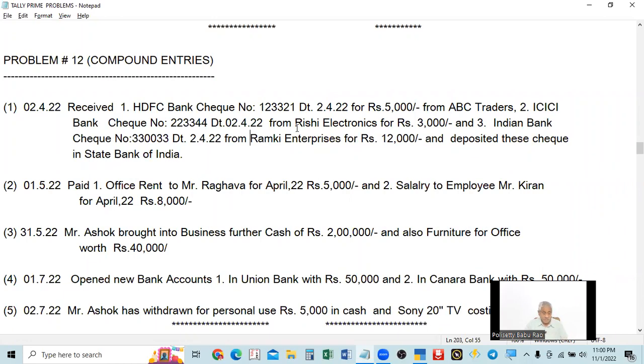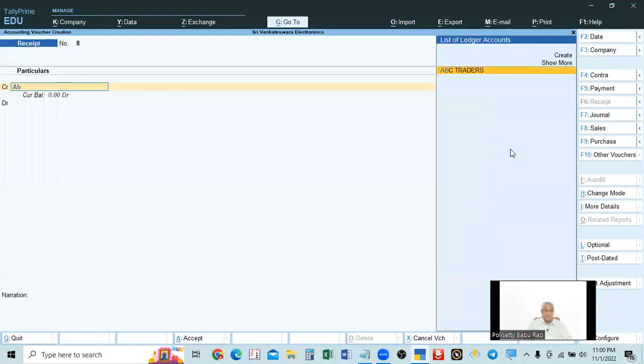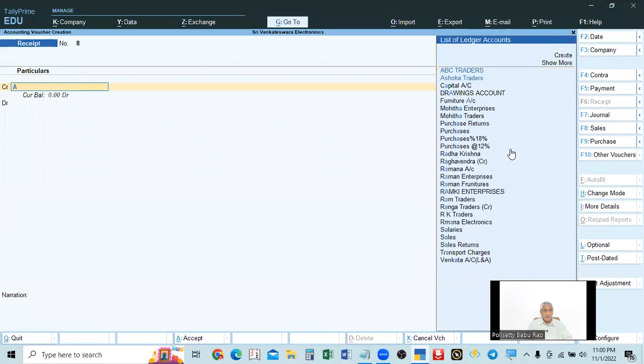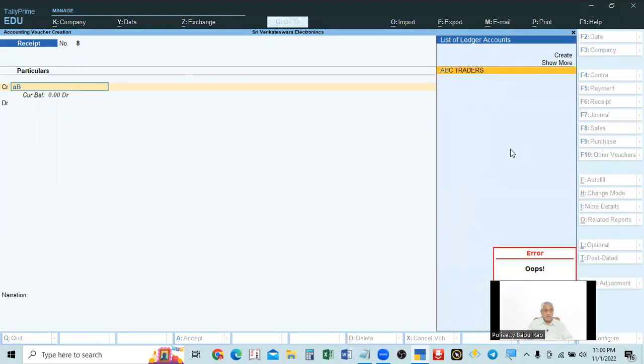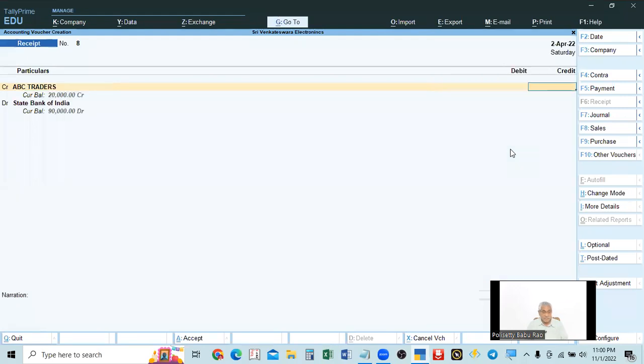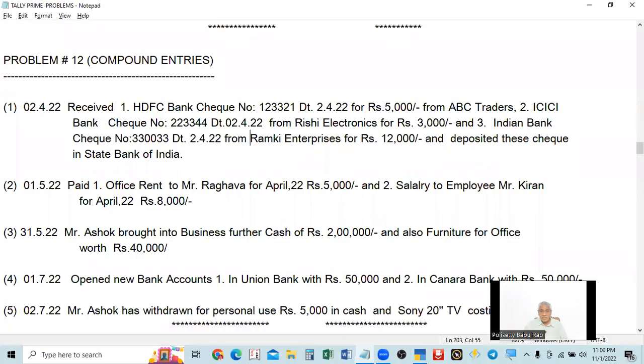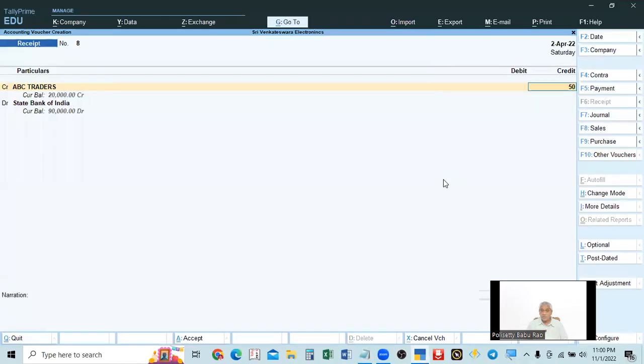From whom we received: first of all, we received from 3 persons. So first of all, we will take up one person, ABC Traders. ABC Traders, you select. And in this case, how much did you receive? 5,000 rupees. 5,000 rupees we received.